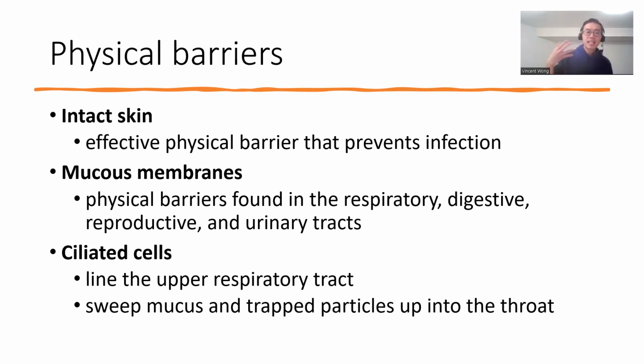You can also have ciliated cells. These are cells with cilia, right? Little hairy structures that move. And you have them in the upper respiratory tract, right? That could help you sweep up any pathogen that might be trapped, right? The ones that you breathe in and you trap them with the mucus, and the cilia help you move them up, and you can dispose of them. So that's physical barrier.